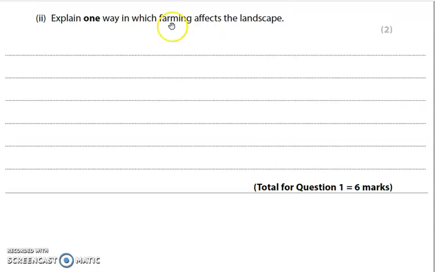And finally, what we need to look at now then is explain one way in which farming affects the landscape. So here you've got to state something that farming does, and then explain and give reasons for how that changes or affects the landscape. So have a think about the different things that farming does. It could be removing trees or hedgerows. It could be the way that they plant different crops. How would that affect the landscape?